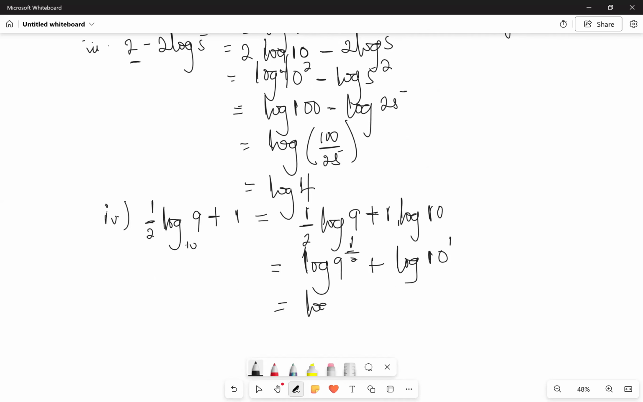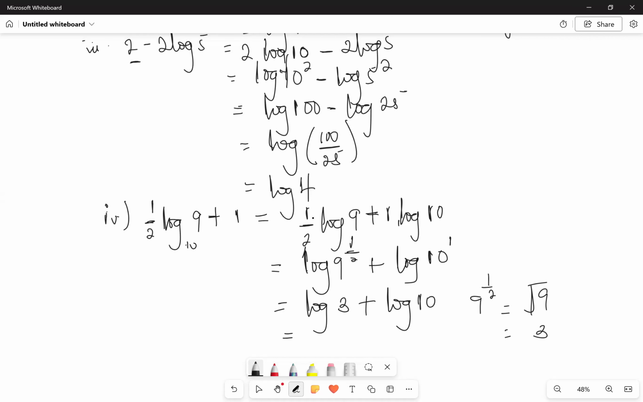So that'll be log. Now, if you refer to indices, 9 exponent half is the same as square root of 9. I'm not here to teach you this. Square root of 9 is 3. Refer to the lesson in indices, properties of indices. Then plus log 10 exponent 1 is log 10.